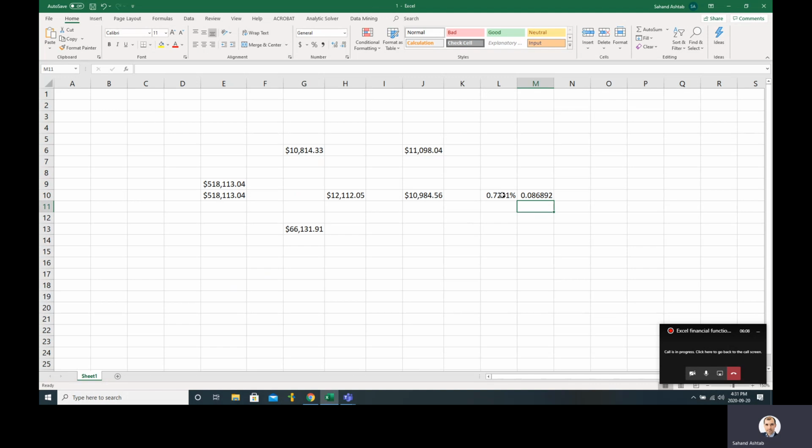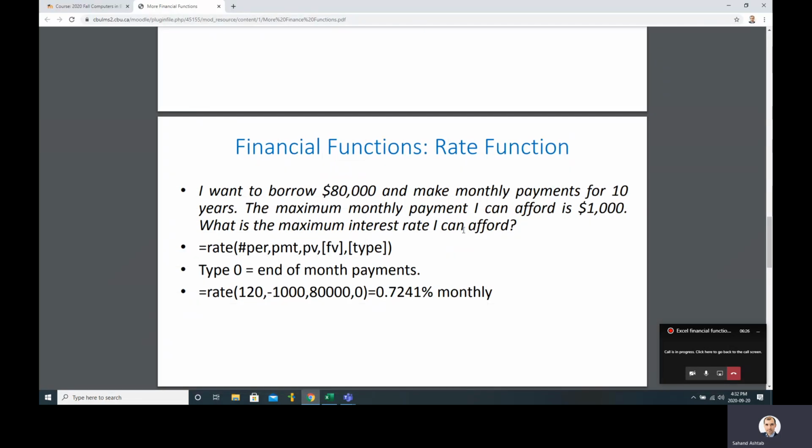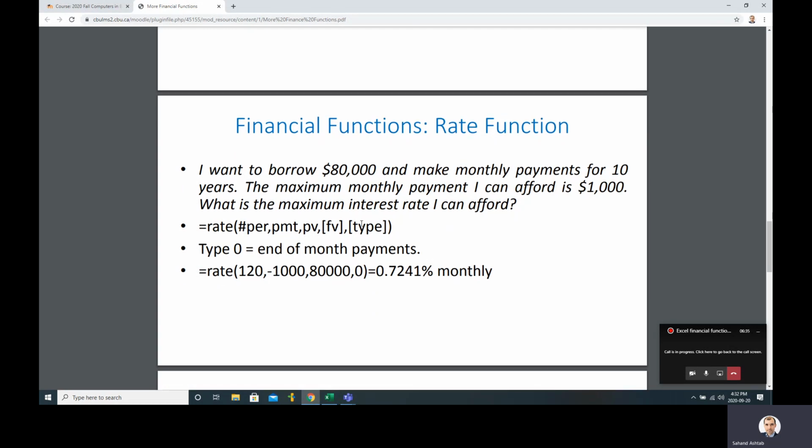So if you do your calculations monthly, but at the end they give you an annual rate that you want to know if you can afford that or not. So you're looking at 8.68% yearly, or 0.7241% monthly. So that would be the maximum interest rate that you can afford given these payments, the duration or the length of making the payments, as well as how much you're going to borrow.